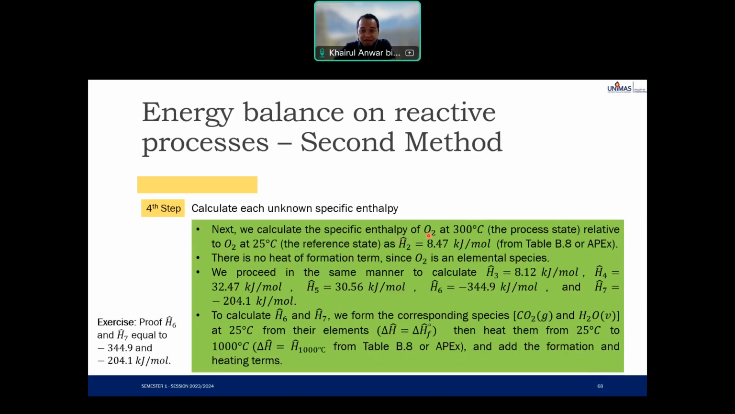Next, we calculate the specific enthalpy of oxygen at 300 degrees C, the process state, relative to oxygen at 25 degrees C, the reference state, as delta H2 equal to 8.47 kilojoule per mole. 8.47 kilojoule per mole refers to delta H2 at 300 degrees C. There is no heat of formation term since oxygen is an elemental species.